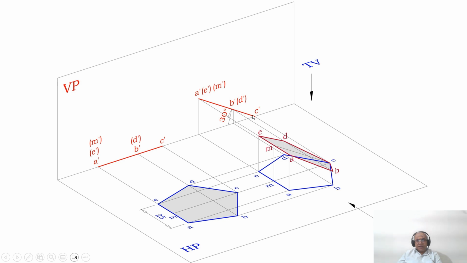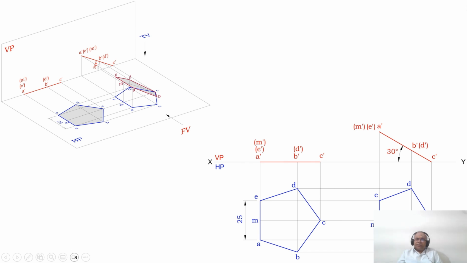Since the surface is perpendicular to VP, you are getting a line in the front view. The inclination will be with respect to HP, in VP. The surface is perpendicular to VP and inclined to HP. Since it is perpendicular to VP, you are getting a line in the front view. So this is how you will be able to analyze the second position, front view and top view in 3 dimensions. Now how to write this?